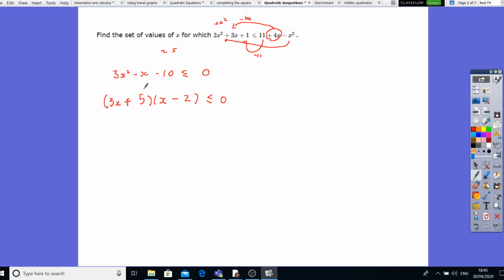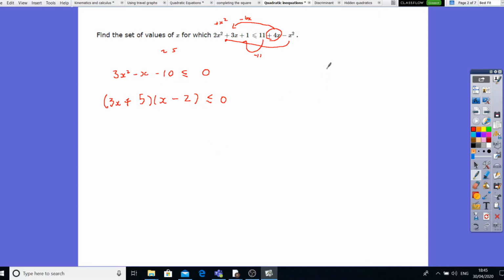Let's just double check this will work. So let's just go 3x times x is 3x squared. 3x times minus 2 is minus 6x. 5 times x is 5x. So minus 6x plus 5x is minus x. And then 5 times minus 2 is minus 10. Okay, happy days. So we've got that so far.